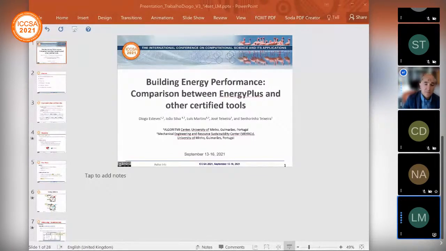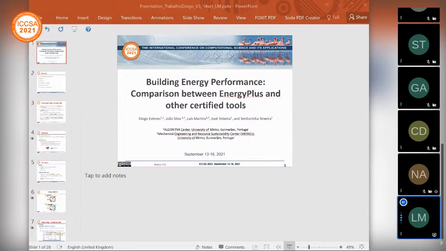Building energy performance, comparison between Energy Plus and other certified tools. The contents of my presentation is basically the background and objective of this study. Then I will describe the case study, followed by the methodologies used in 3 different types of simulations, some results and discussion, and final remarks on future work.